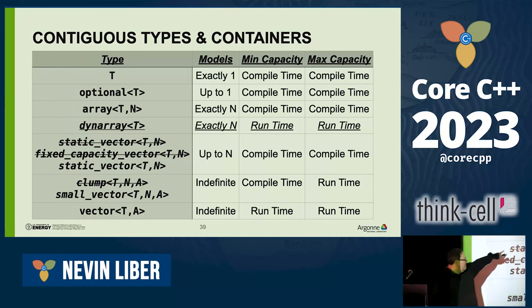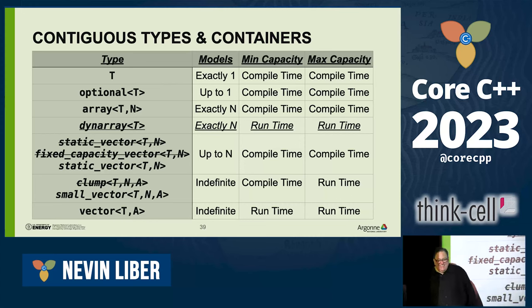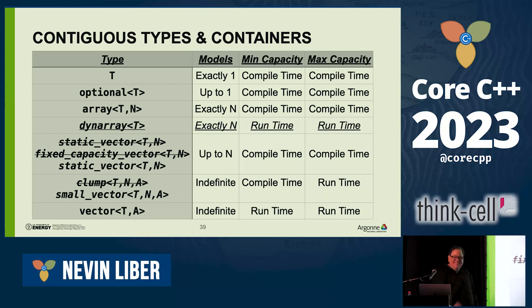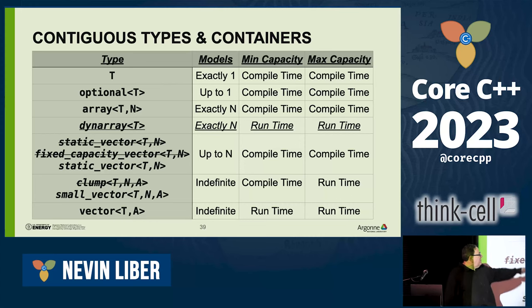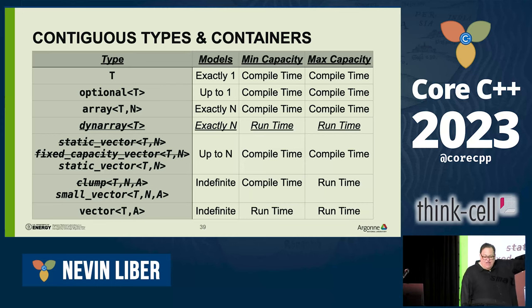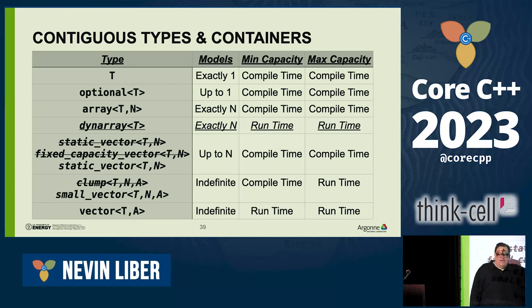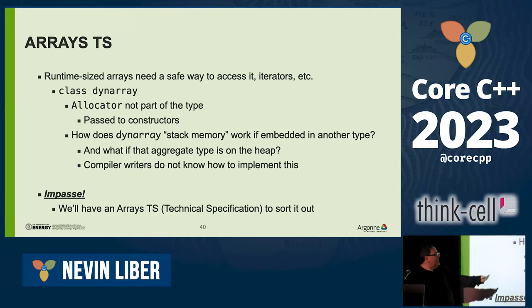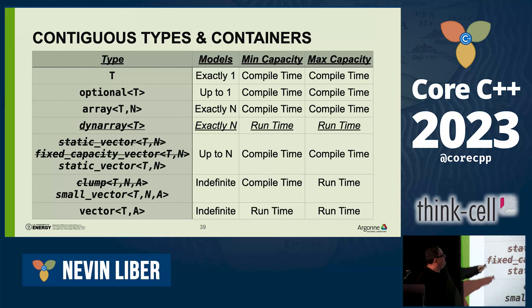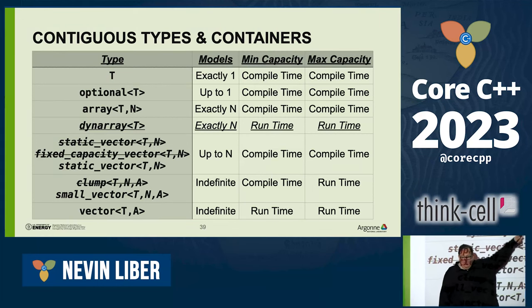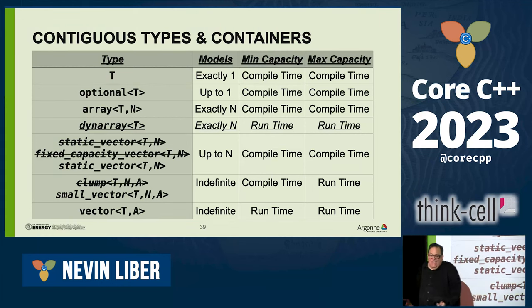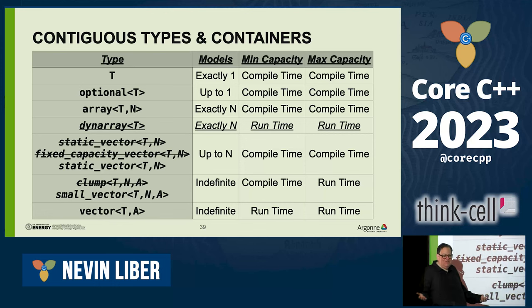By the way, these are scripted because these names keep changing, and this one is about to change again. I need a bigger slide. So this models exactly n elements, but with determinate runtime. And if you notice the template parameter, there's no allocator here. It's not there because you allocate it when you construct it, and then it lives forever.